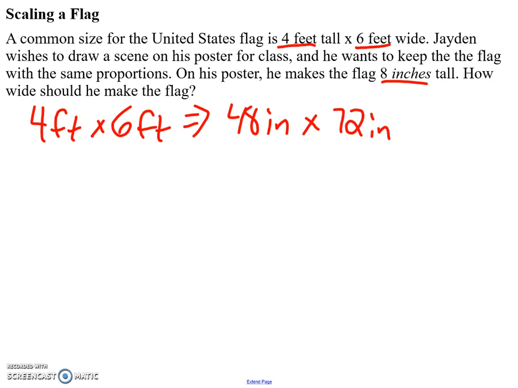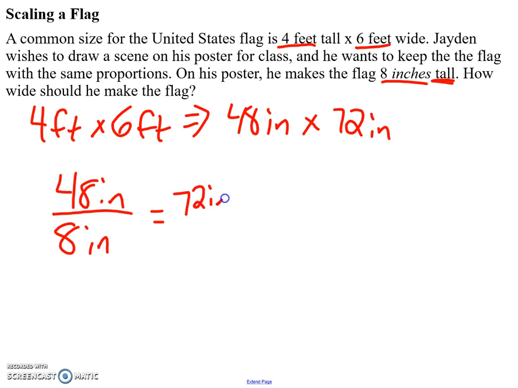And how do I know that? If I use my methods of conversion, I'd end up multiplying both of those by 12 inches over 1 foot to cancel out. So what I know is that this 8 inches is related to the height. So I know that the 48 inches of the actual flag compares to 8 inches of the poster he's going to make. So 72 inches of the actual flag will compare to whatever width he needs.